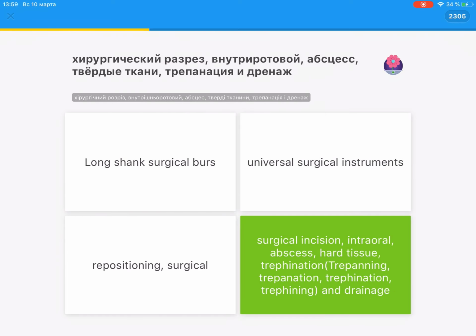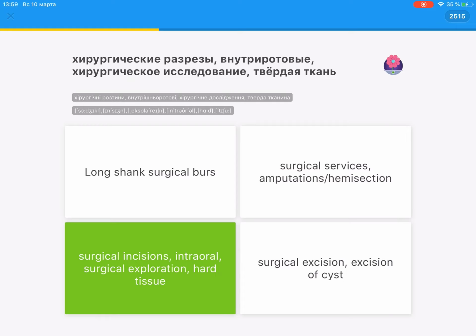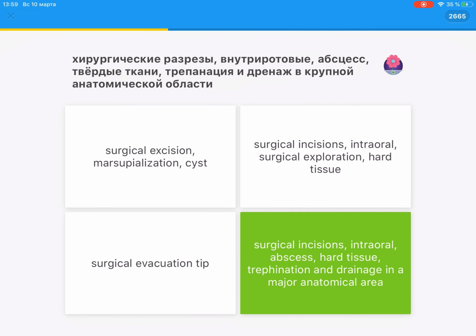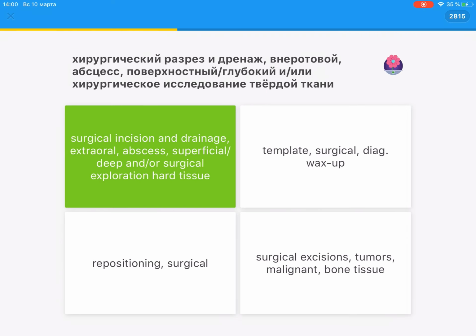Surgical incision, intraoral abscess, hard tissue, trephination and drainage. Surgical incisions, intraoral, surgical exploration, hard tissue. Surgical incisions, intraoral, abscess, hard tissue, trephination and drainage in major anatomical area. Surgical incision and drainage, extraoral, abscess, superficial, deep and/or surgical exploration, hard tissue.